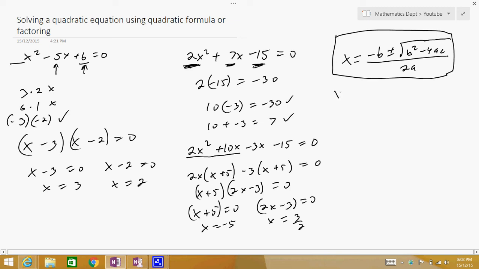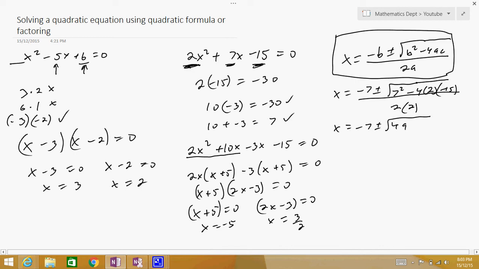So for this one, x is equal to -7 plus or minus the square root of 7 squared minus 4 times 2 times -15. Remember your brackets so you don't make any mistakes. All divided by 2 times 2. And therefore x is equal to -7 plus or minus the square root of 49, 30 times 4 is plus 120, all divided by 4.